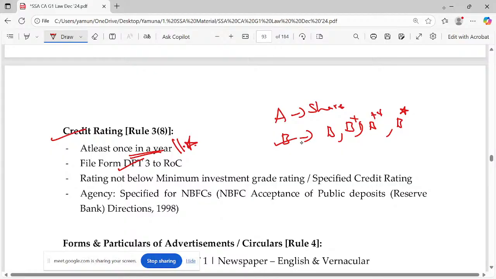So in the money rating portfolio, this rating should not be below the minimum investment rating or the specified credit rating. You need not worry much; probably you do all this at the final level. Okay, and which agency is giving it?